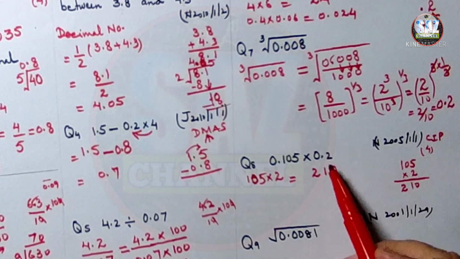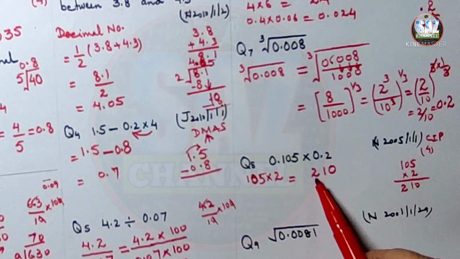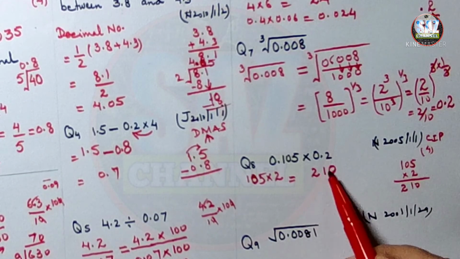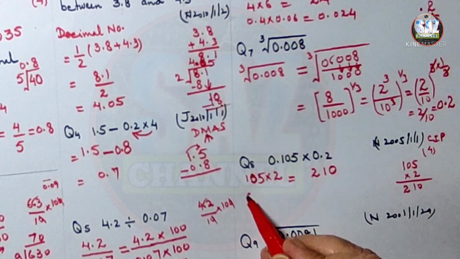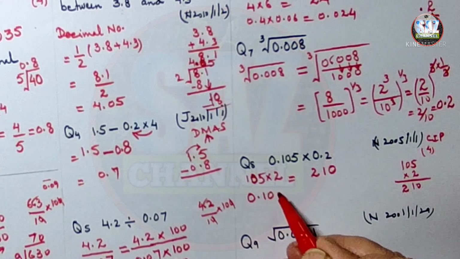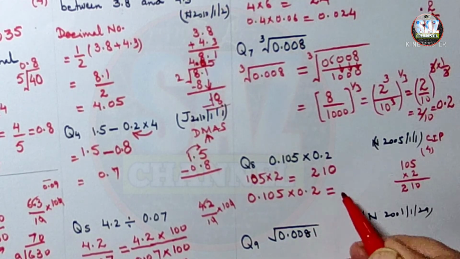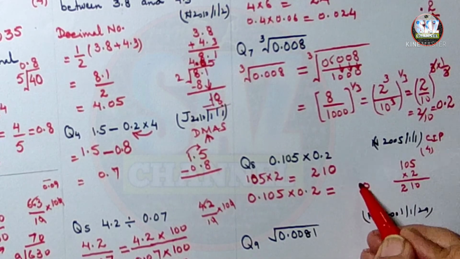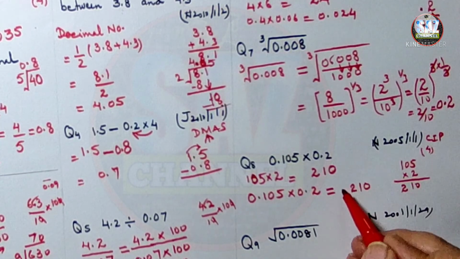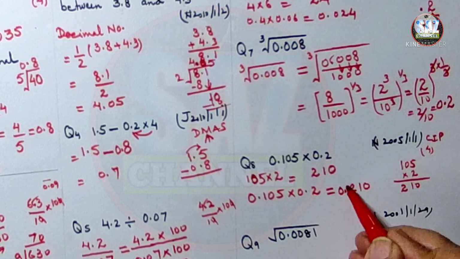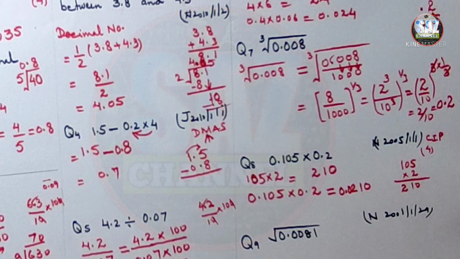Then again place the decimal back. The decimal has to be placed after 1, 2, 3, 4 digits, but the answer has only 3 digits. What to do now? 0.105 multiplied by 0.2. I have to place the fourth digit 0, so it is 0.0210. I hope you are really clear about this.